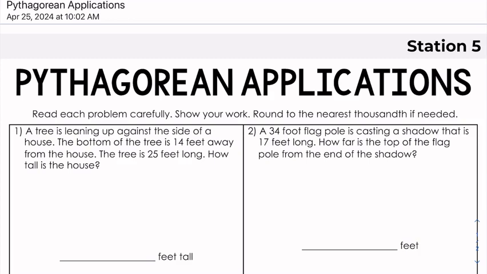All right, today we're going to take our Pythagorean theorem and apply it to real world situations. So this is called Pythagorean Theorem Applications. Read each problem carefully, show your work, round to the nearest thousandth if needed.